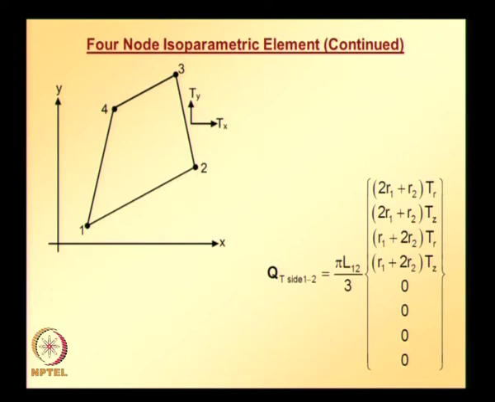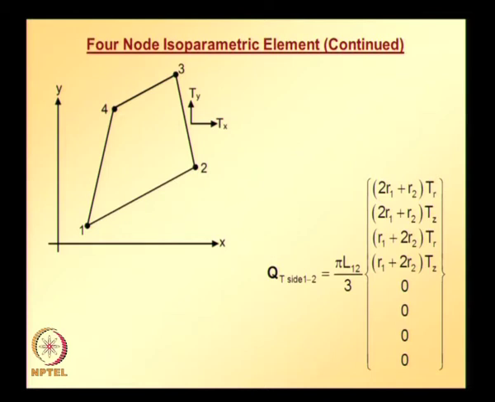Similarly, equivalent load vectors can be assembled even if load is specified on the other sides 2 3, 3 4 or 4 1. So far we discussed how to get the element stiffness matrix and also the equivalent nodal force vector for the 4 node axisymmetric isoparametric element. So now we are ready to solve a problem.